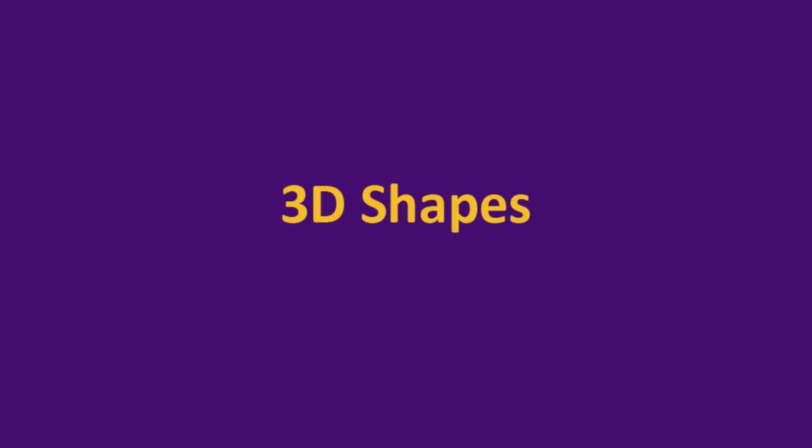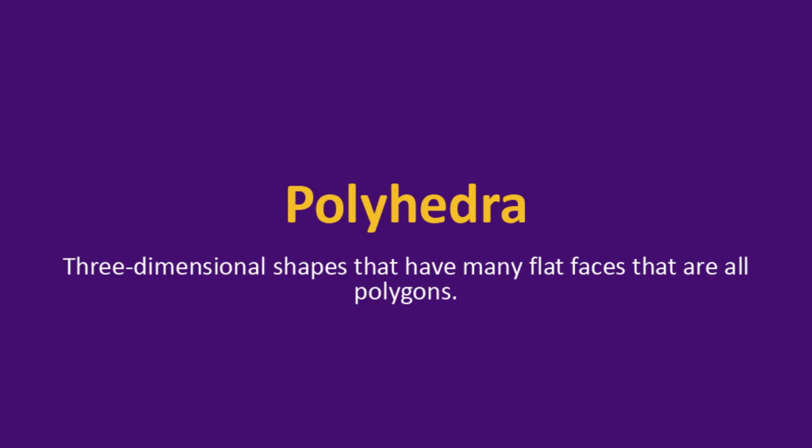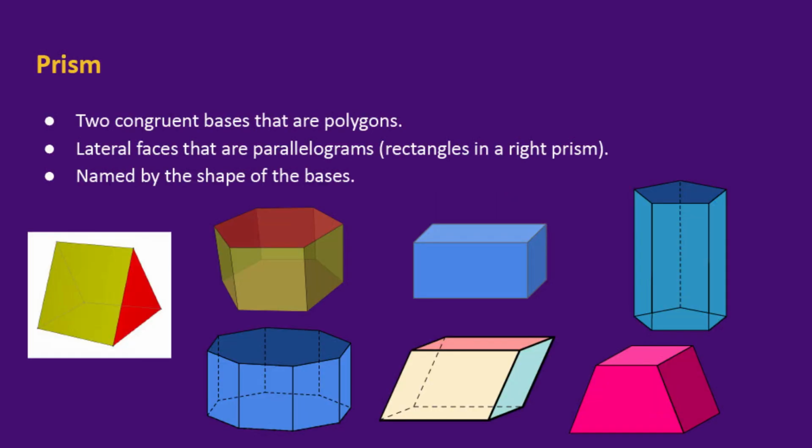And lastly, we have some three-dimensional shapes. They have 3 dimensions: length, width, and height. Polyhedra are 3-dimensional shapes that have many flat polygonal faces. Poly means many, hedron means faces. A prism is a type of polyhedron. Prisms have 2 congruent bases that are polygons, and lateral faces that are parallelograms, or they would be rectangles in the case of a right prism. We name prisms by the shape of the bases.